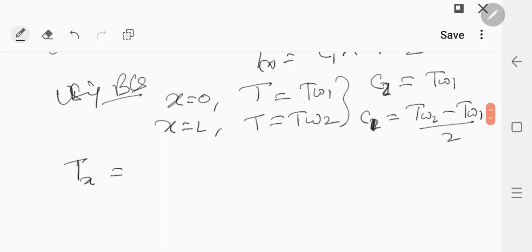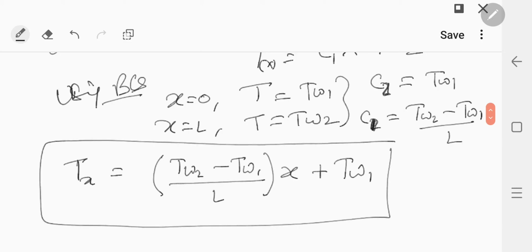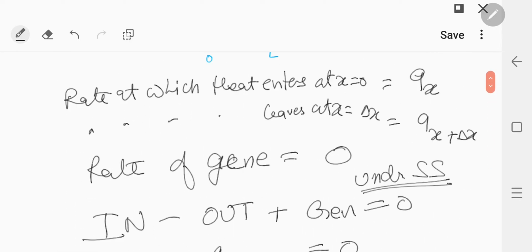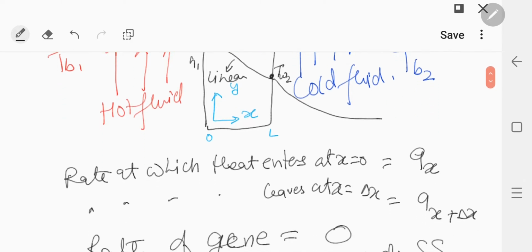It is the difference in the temperature, (Tw2 minus Tw1), divided by the length L, times x, plus Tw1. So the nature of the temperature within the wall is linear, that is, it varies linearly within the solid surface. This is the linear profile. The temperature variation is linear.